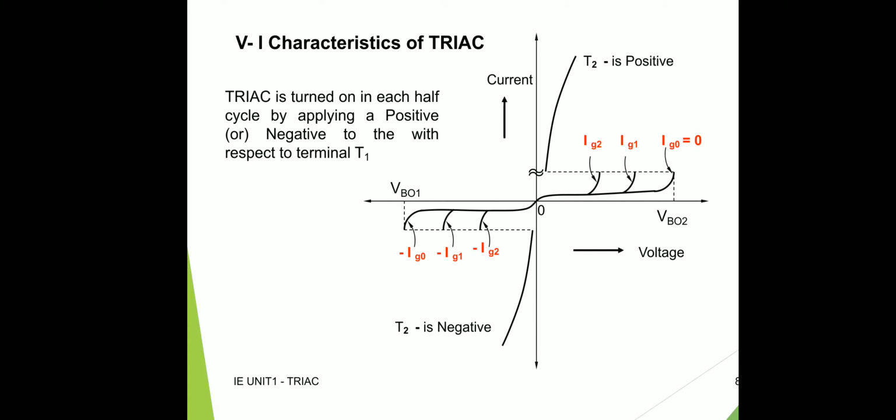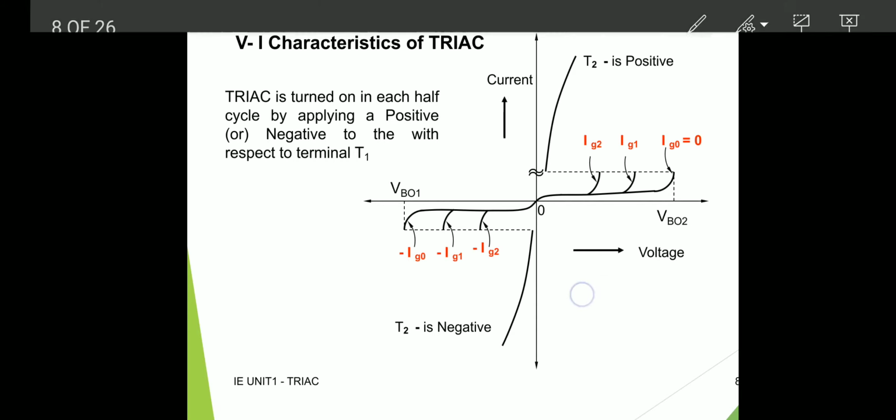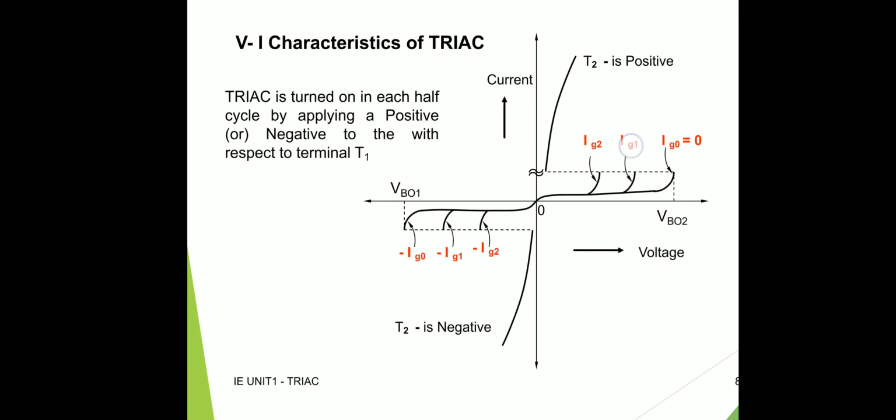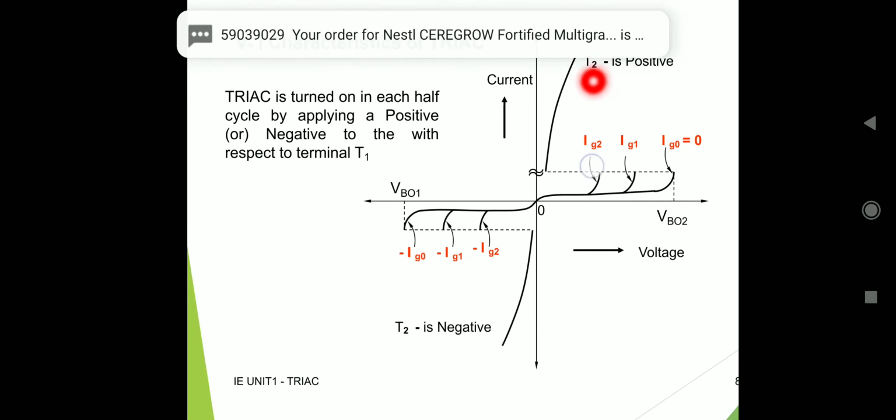See, a triac is turned on each half cycle by applying a positive or negative signal to T2 with respect to terminal T1. It is operating on the AC. For the positive half cycle, these are the characteristics, and for the negative half cycle, these are the characteristics, when the signal is applied at T2 with respect to T1.